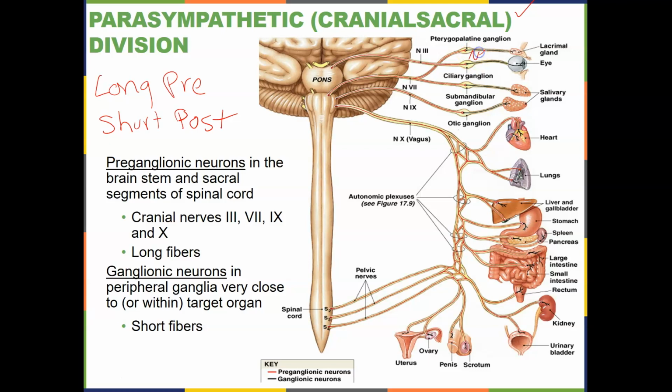This is norepinephrine, and this is norepinephrine. Acetylcholine is only in the sympathetic. So we have cranial nerves 3, 7, 9, and 10. 10, the vagus nerve, you might as well just dedicate that to your memory.